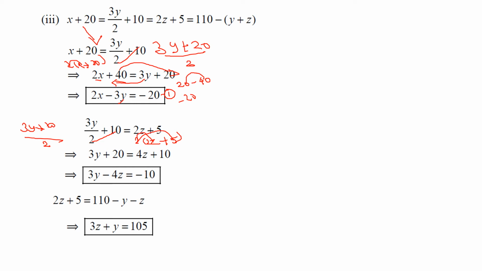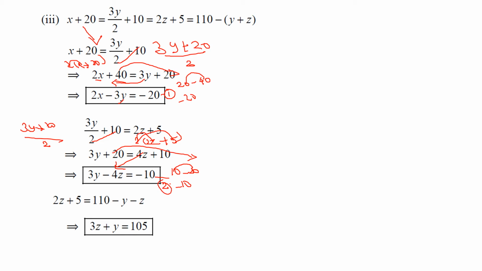Here also we are separating the variables. Therefore 4z will come to the left hand side as minus 4z, and plus 20 will go to the right hand side as minus 20. 10 minus 20: here also subtract the numbers, not integers. 20 minus 10 is 10. Put the greater number's sign, minus. So we get 3y minus 4z equal to minus 10. This is our second equation.